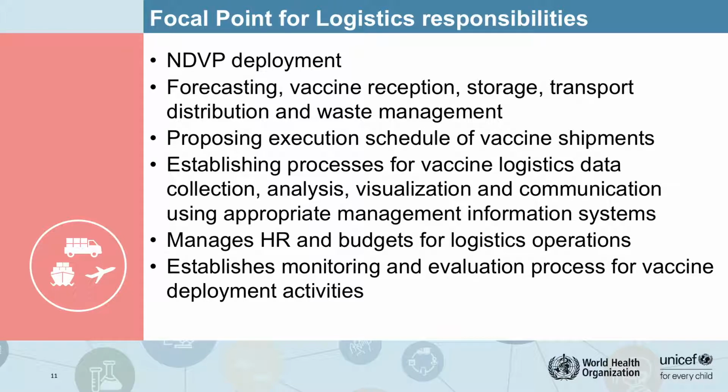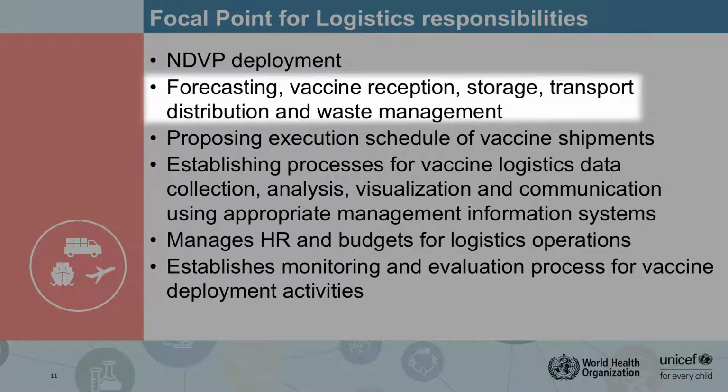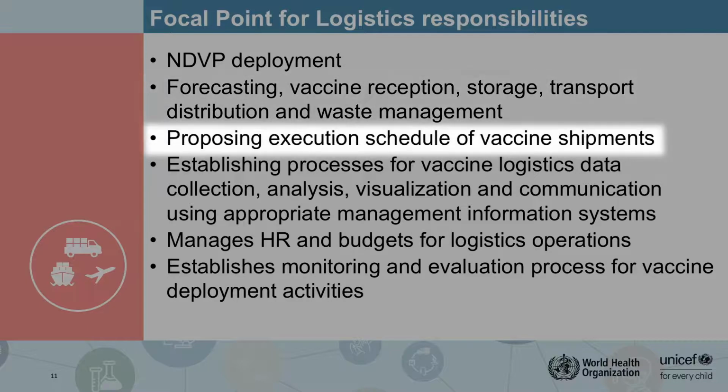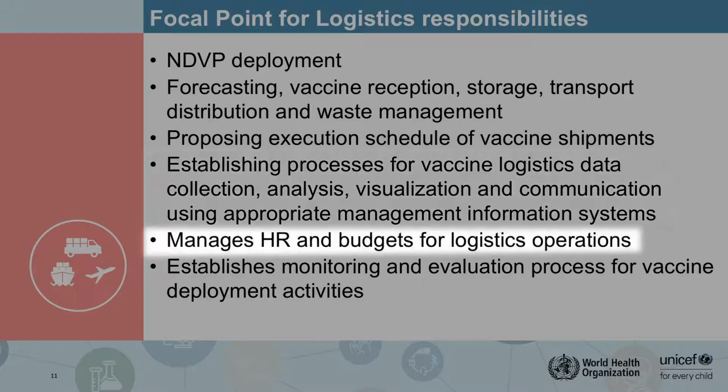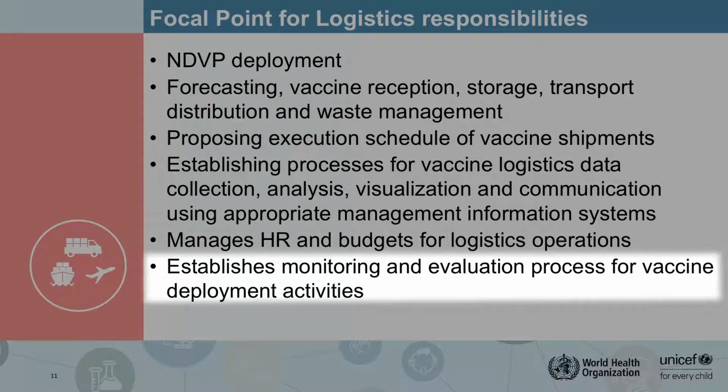Focal point for logistics. The focal point for logistics is responsible for forecasting vaccine reception, storage, transport, distribution, and waste management. He proposes the execution schedule of vaccine shipments. He also establishes processes for vaccine logistics data collection, analysis, visualization, and communication using appropriate management information systems. He manages human resources and budgets for logistics operations. Finally, he establishes a monitoring and evaluation process for vaccine deployment activities.